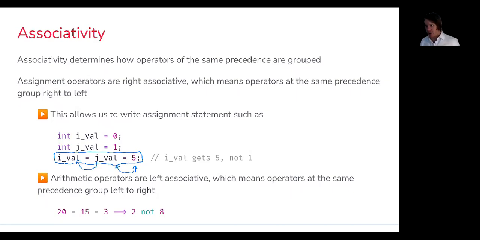Now, arithmetic operators, on the other hand, are going to be left associative, which means operators at the same precedence group left to right. So looking at this here, we'd first carry out 20 minus 15 to get 5. And then from 5, we'd go ahead and subtract 3 to arrive at 2. Had this been right to left associative, 15 minus 3 would have given us 12. 20 minus 12 would have given us 8. But this is not the case. As far as the associativity goes, it's going to be left associative for arithmetic operators.